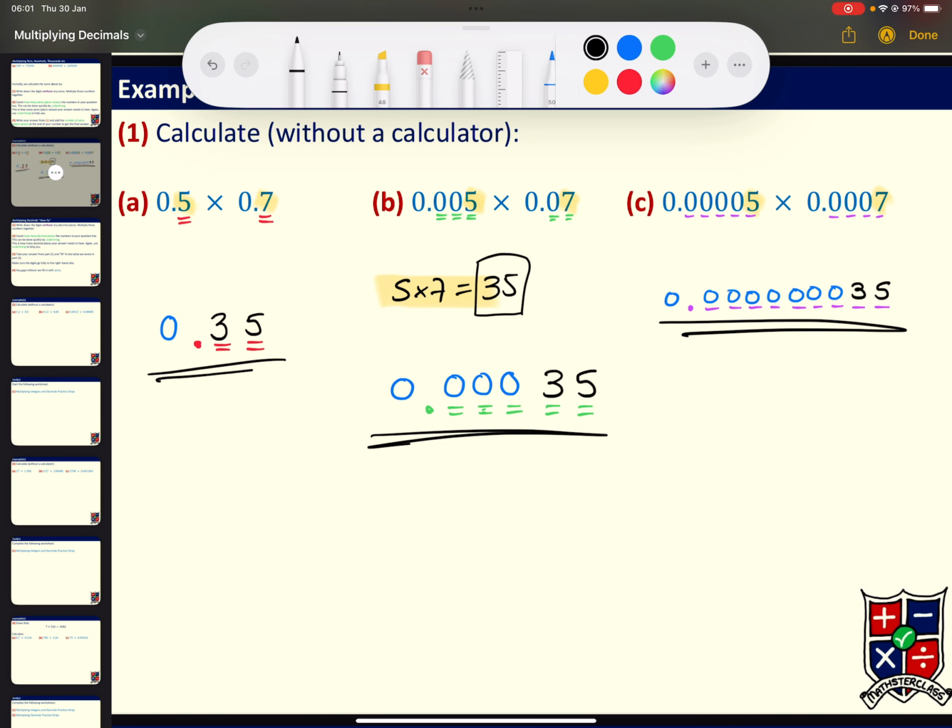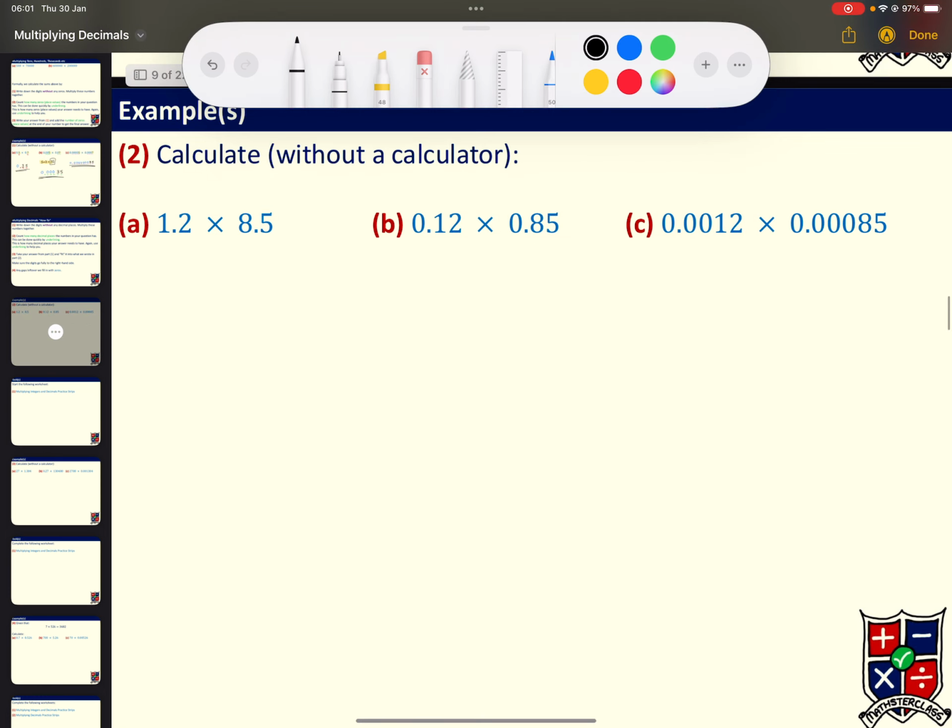A couple more examples. Same idea here. Every single one of these questions involves the same digits being multiplied together. If we ignore the decimal places, every one of these sums involves a 12 times 85. So the first thing I want to do is get the answer to that sum, 12 times 85.